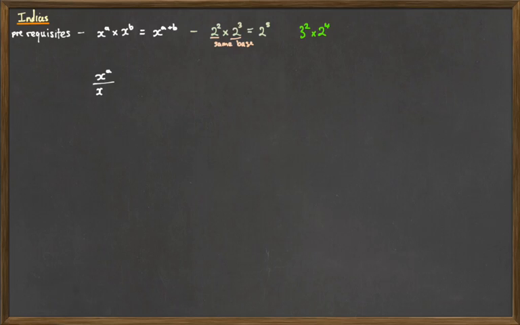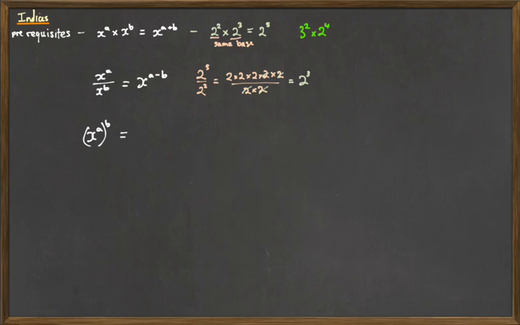New rule: x to the a divided by x to the b. Pause the video, see if you remember what that is. So that is x to the a minus b. For example, 2 to the 5 divided by 2 squared. We can think of it, the answer is going to be 2 cubed, but if you want a little explanation, 2 to the 5 is 2 times 2 times 2 times 2 times 2, divided by 2 times 2. This 2 cancels with this 2, etc., etc., leaving you with 2 cubed.